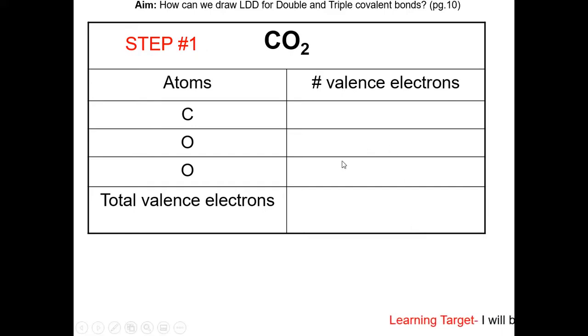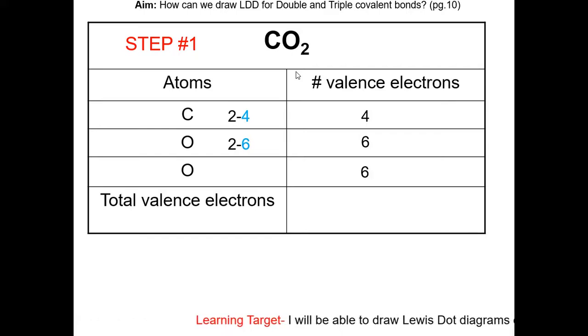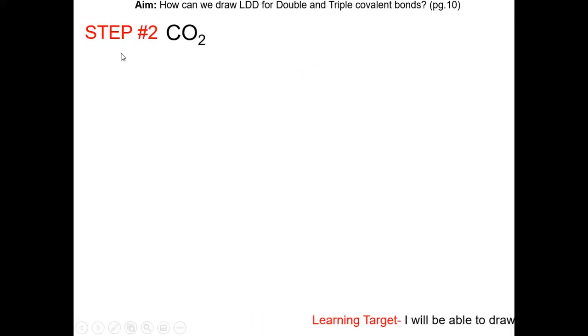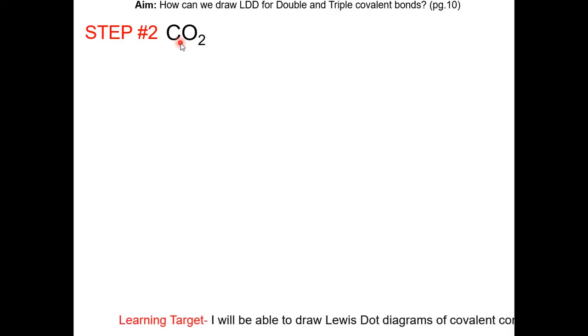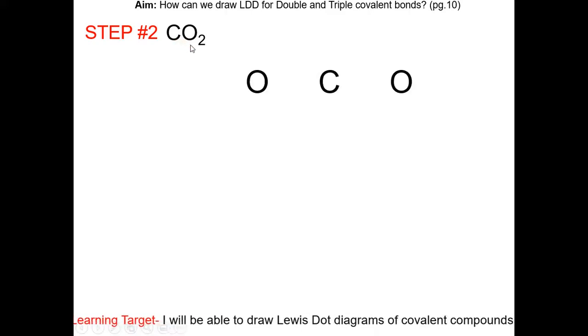So our first step is to count the total valence electrons in CO2. Carbon has 4 and each oxygen atom has 6. So the total is 16. In step 2, we must determine which element will be in the center. Since carbon has the smallest subscript and it forms the most bonds, it will be in the center.